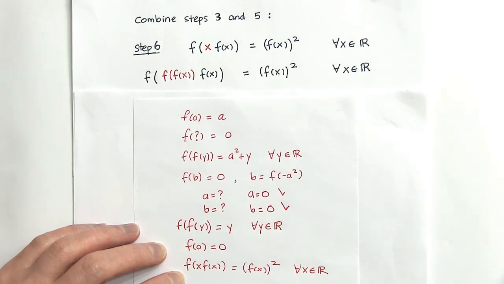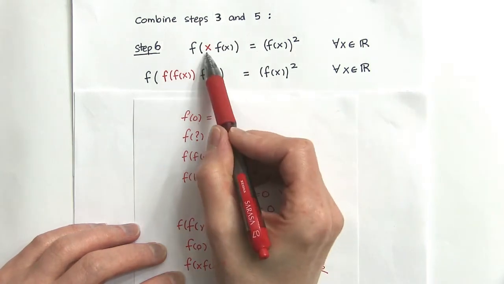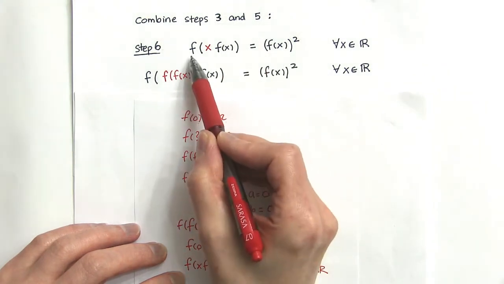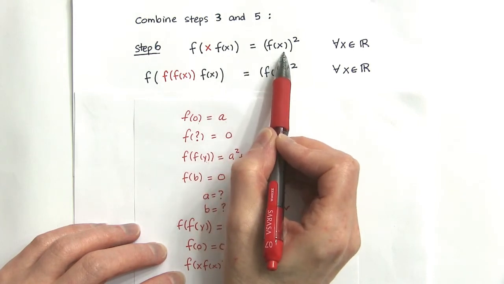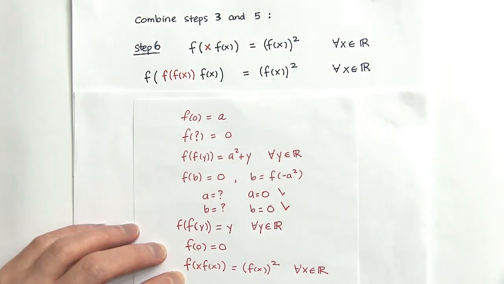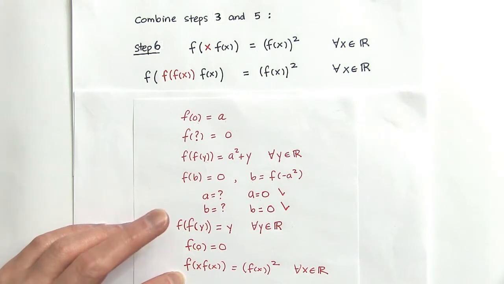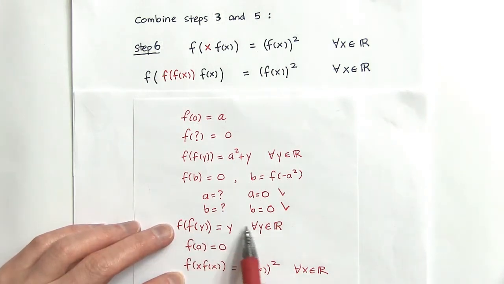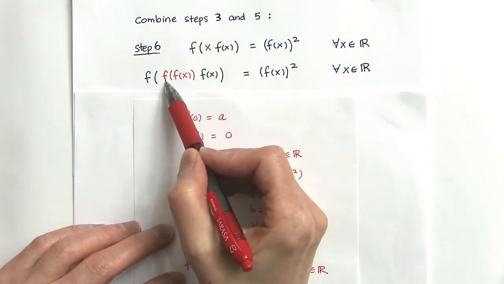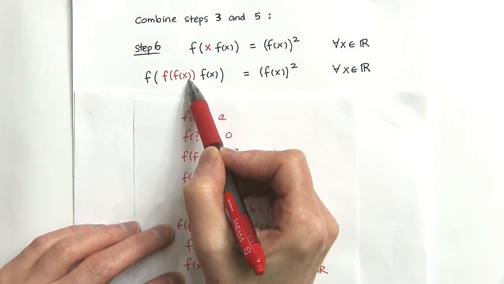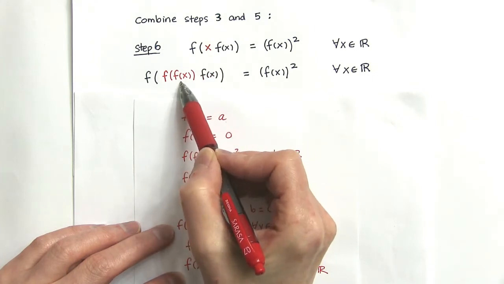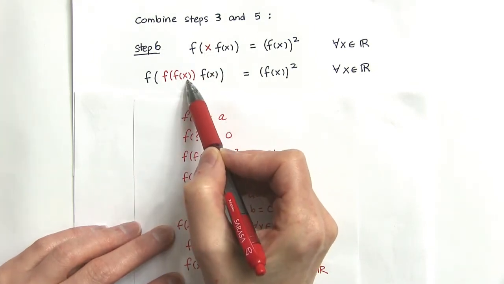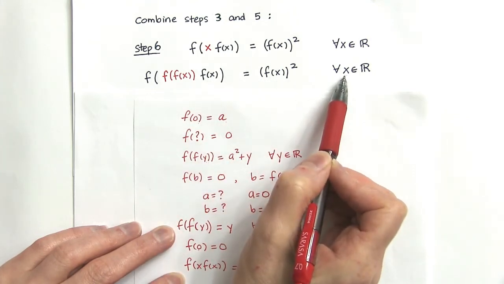So for step 6, first I write down what I had at the end of step 5, which says f evaluated at x times f at x is the square of f at x for every x in the real numbers, but I can combine this result with what I know from step 3, replace y with x here, so we know that x is f at x because f is its own inverse. So here I can replace x with f at x in this expression here. And this must be true for every x in the real numbers.